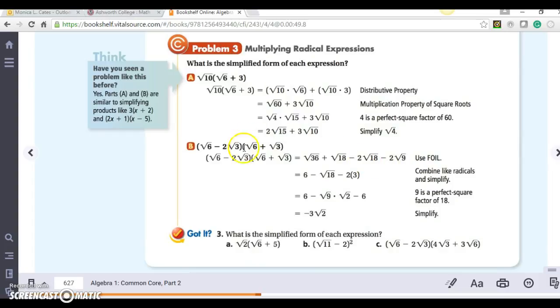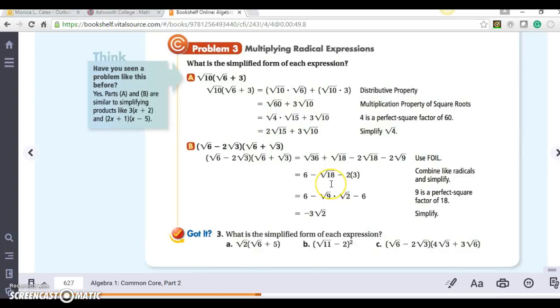And then I have 2 root 3 times the square root of 3, which is 3 times 3, so that's 2 times 3. So again, square root of 36 is 6. And I have square root of 18 minus 2 square root of 18, so I can combine those two. That's going to be 1, an invisible 1 here, minus 2, which is negative 1, root 18. And then square root of 9 is 3, so I get 2 times 3, which is 6.